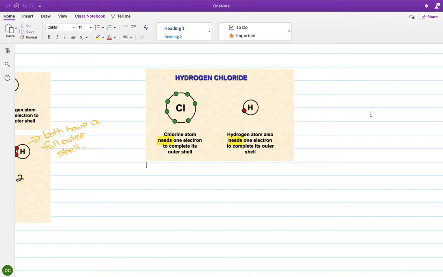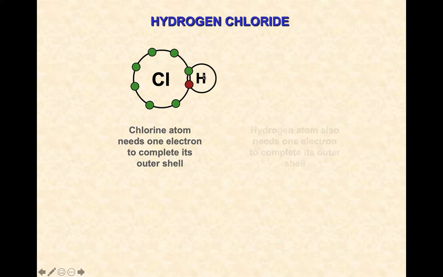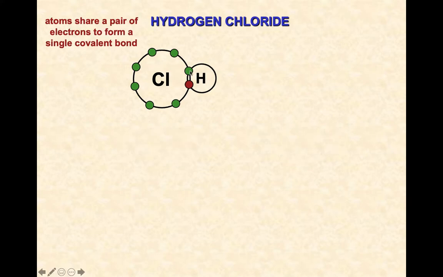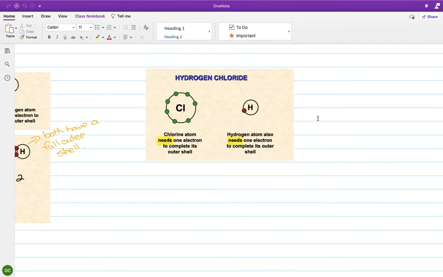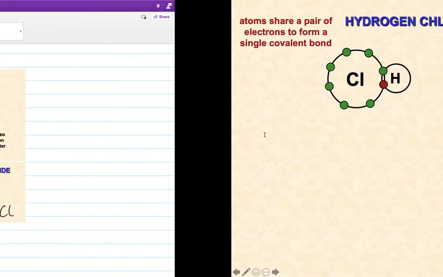Okay, so again, they are both in need. So what do they do? They share. So the hydrogen now has this one, see the one I'm pointing at, and this one, so it has 2. And the chlorine has 1, 2, 3, 4, 5, 6, 7, 8. So they're sharing these 2 electrons here. And the molecular formula for that one is a hydrogen and a chlorine, so HCl. Okay?